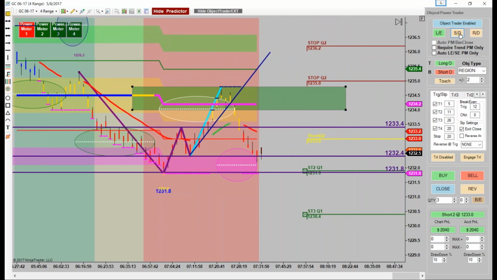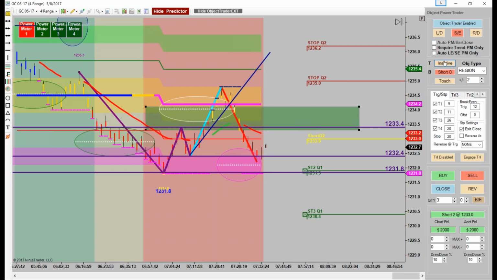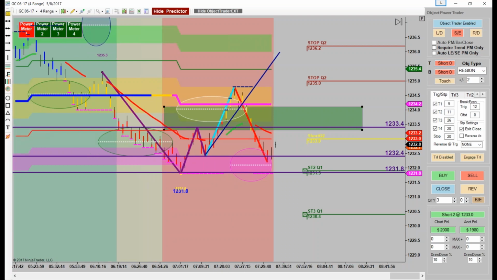So I'm going to go short outside, turn this off, turn that to inactive, and then I'll see if I can go ahead and get a trade. Touch plus two. If it even comes near that, I'm going to do it on the outside of it. Now, everybody see why I'm doing the outside of it here? That would be if it comes up to my line here within 2 ticks, which is where resistance is at.